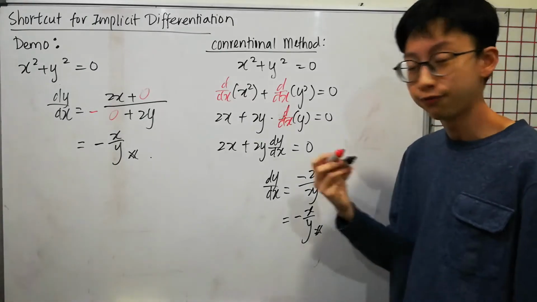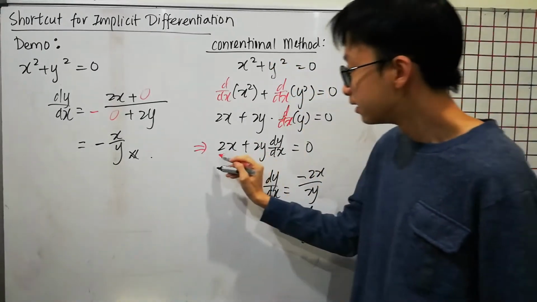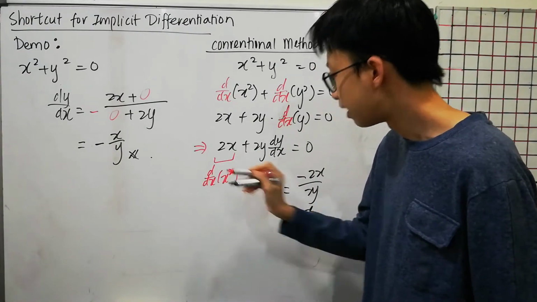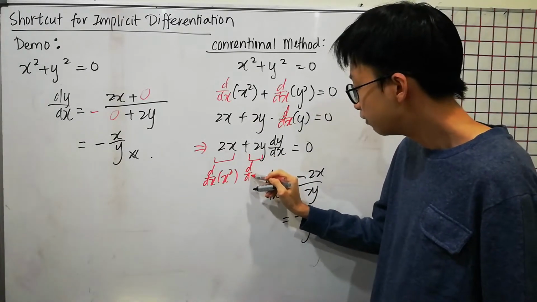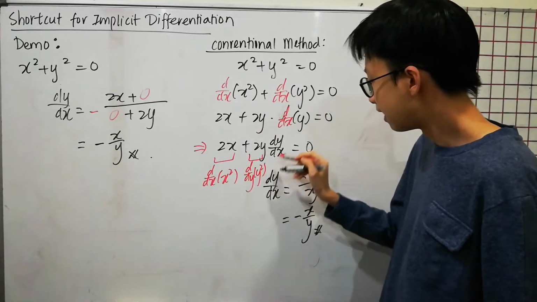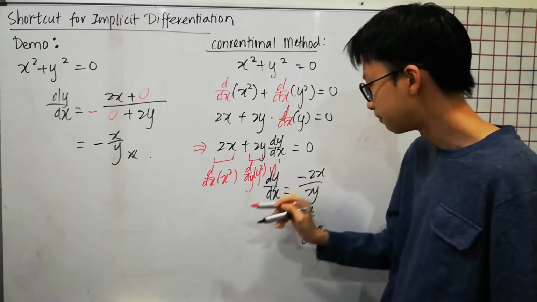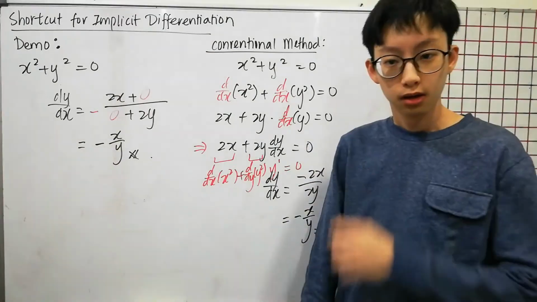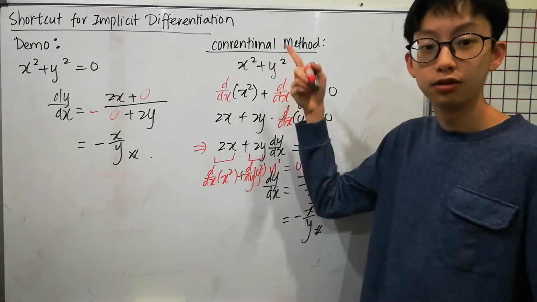But today I want you to focus on this step. If you have a look, this 2x is actually the derivative of x squared, right? Then this 2y is the derivative with respect to y of y squared. And this dy/dx is just like the y prime, then plus, equals 0. Now the question is, how do we relate this step back to the equation?